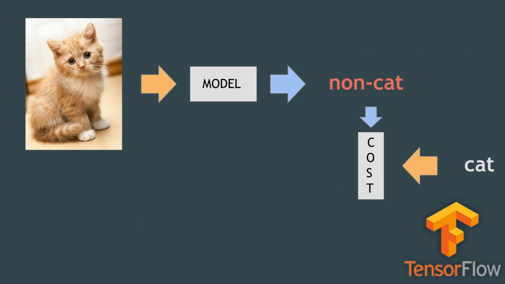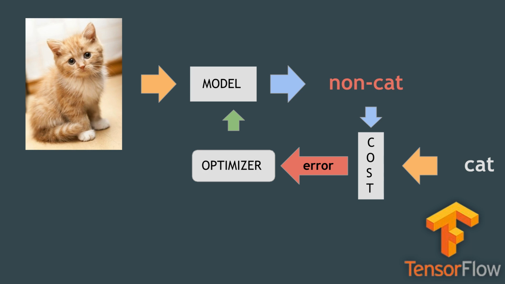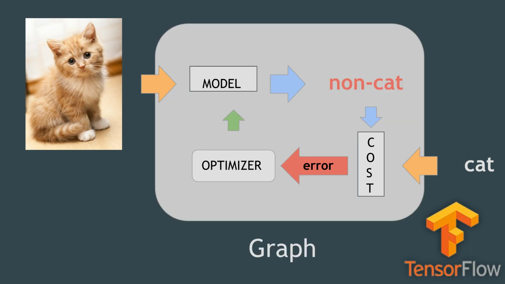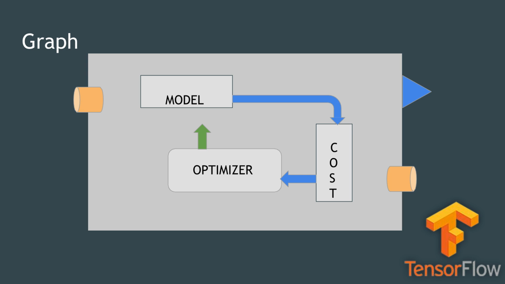The difference between the prediction and the target is measured by a cost function. The output of the cost function is the error, which indicates how far off the prediction is from the target. This error is then fed back to an optimizer, which adjusts the model to reduce the cost in subsequent predictions. All these components, the model, cost, and optimizer, are defined within a computational graph in TensorFlow. The graph outlines the flow of operations from input to output, including the model, cost function, and optimizer.